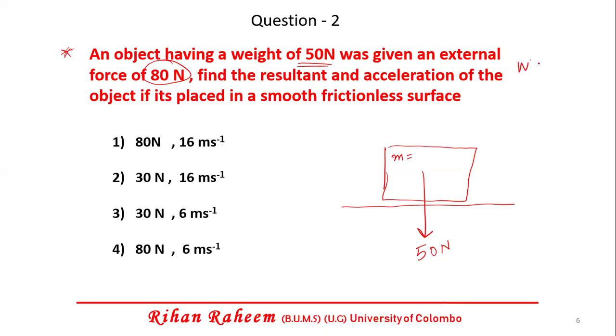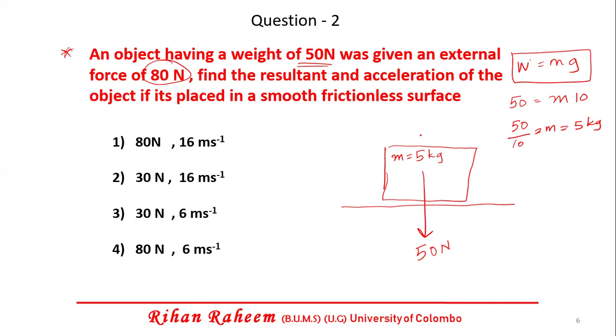What about the mass of the object? You have an equation W equals mg. Weight equals mass into gravity. So weight is given as 50, mass is unknown. Always gravity value is 10. So 50 divided by 10 will give you the mass value. Therefore, mass is 5 kilogram. This object's mass is 5 kilogram.